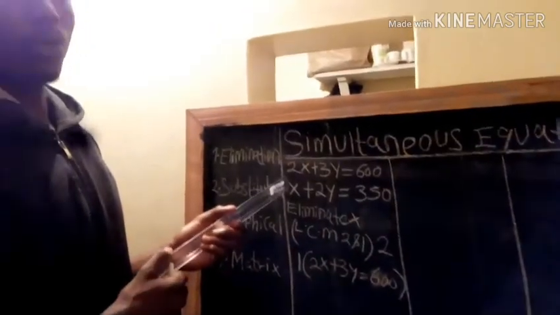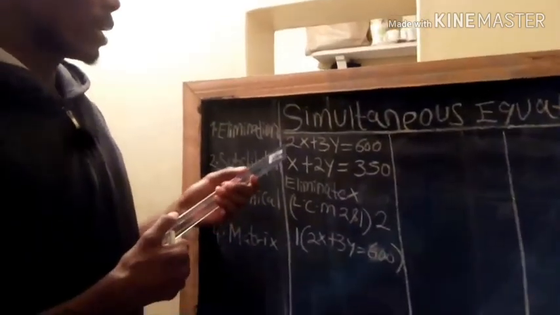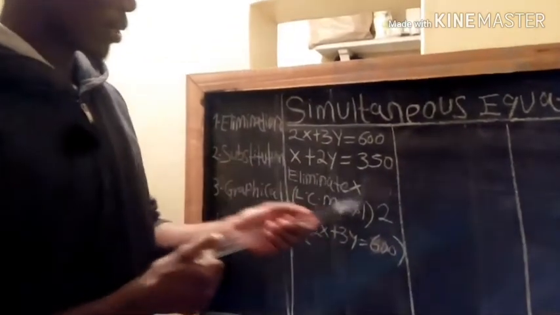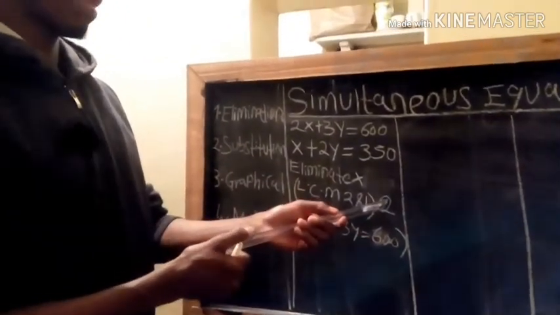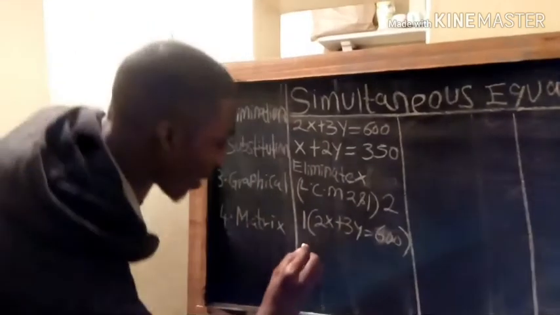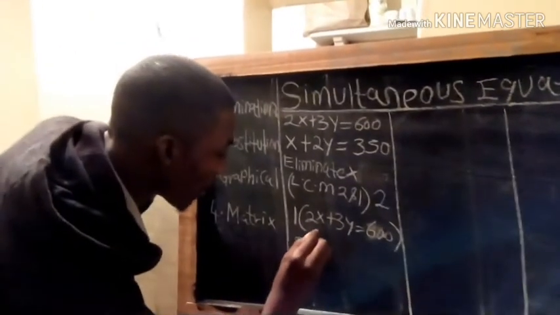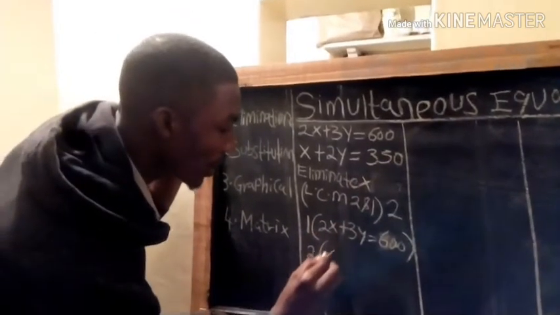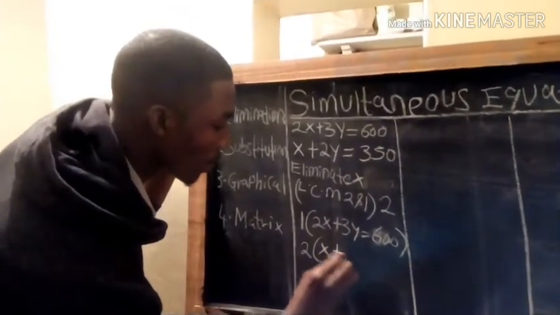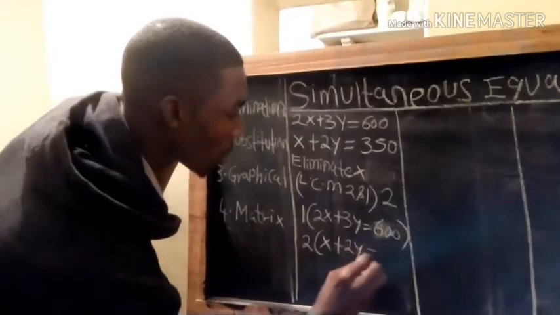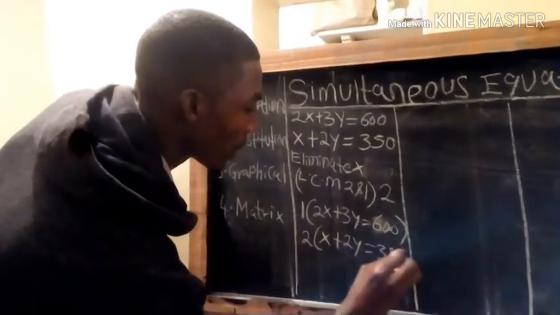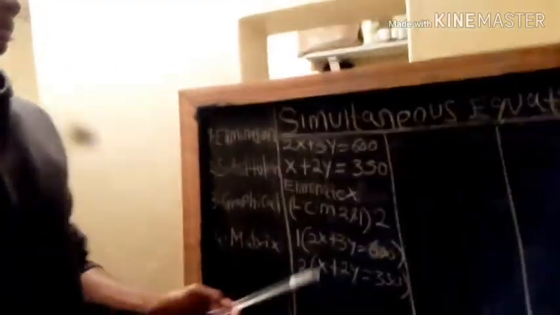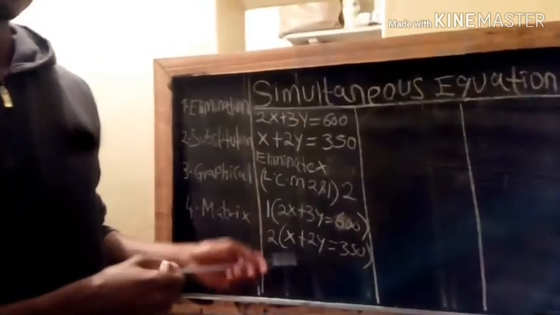Then you come here and ask yourself again, under coefficient of the second x, which is 1. So how many times does 1 go into 2? It goes 2 times. Then you come here and write 2 into bracket, the whole of this second equation, which is x plus 2y equal to 350. Then you close the bracket. After this, you open the two brackets.